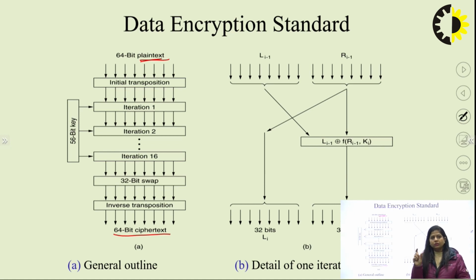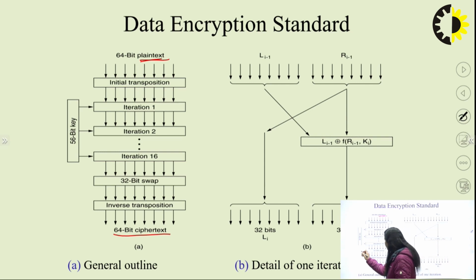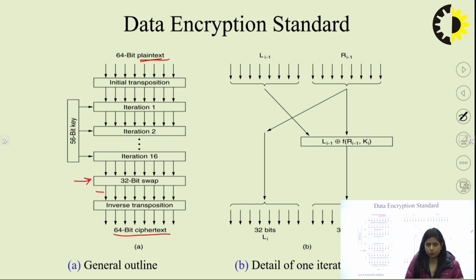After performing these 16 iterations with the help of a 56-bit key, a 32-bit swap will be done, right? After performing swapping, an inverse transposition will take place, and then we will find a 64-bit ciphertext.